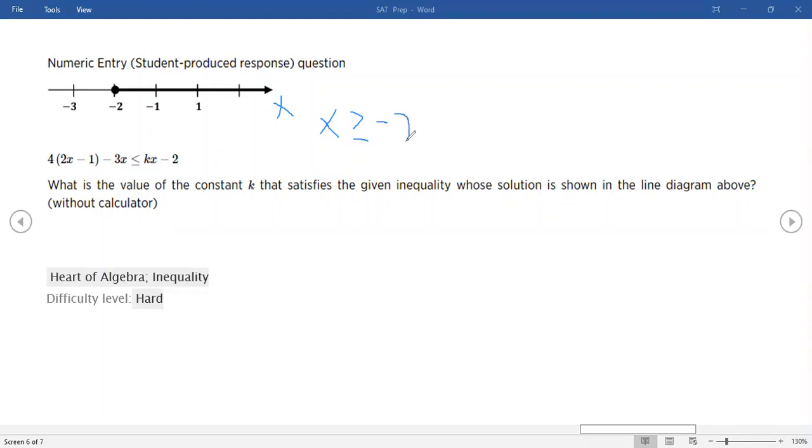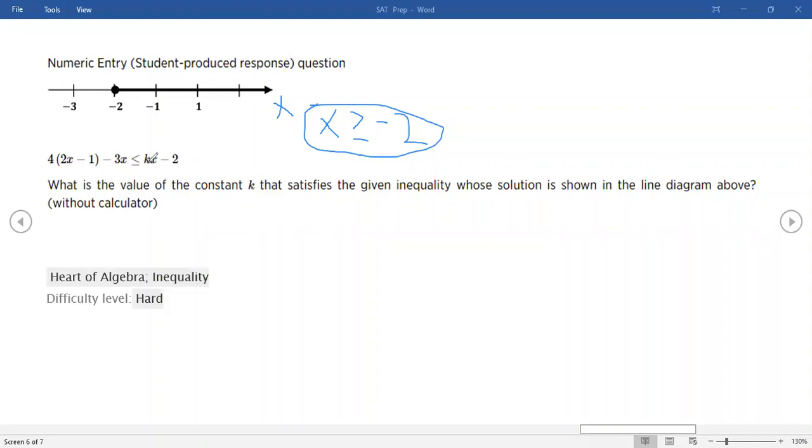Any x greater than or equal to -2 satisfies this statement right here. So see, it's the x that's the variable right here, and they're asking you to find this value of k. They're asking you to find this value of k right here.